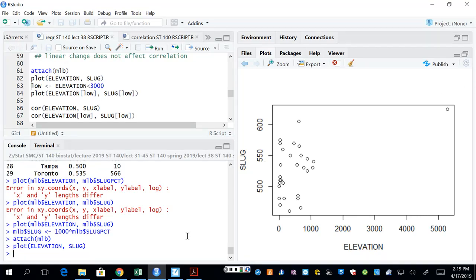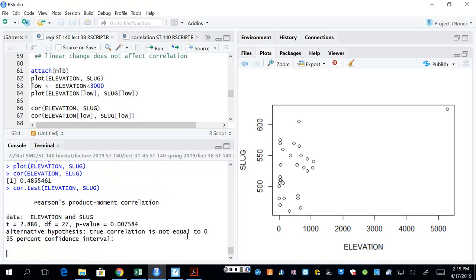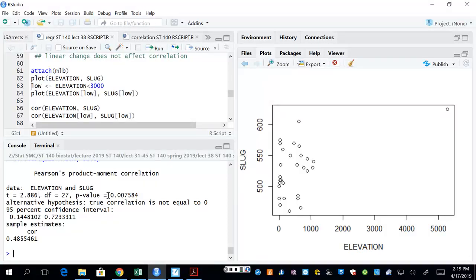The correlation between these two things is 0.485, and if I do my correlation test, it's statistically significant. Here's the t-value, p-value is very small. The confidence interval for the correlation clearly doesn't include 0. So it looks like there's a statistically significant correlation. Do you believe it? Are you willing to go out and say that's why they're doing better, is that they have this elevation, it's helping their team, that's why they have this better slugging percentage?